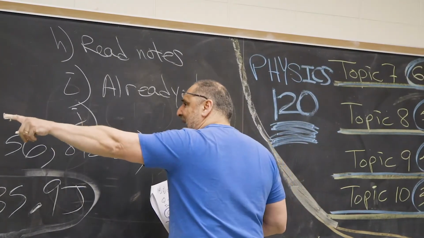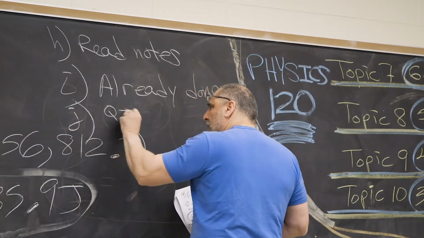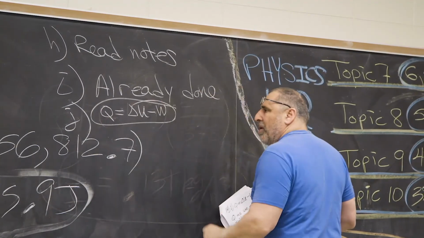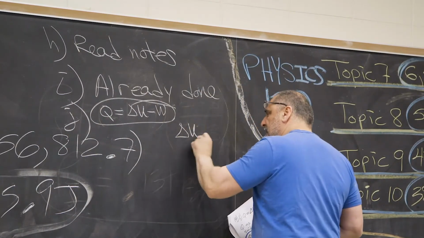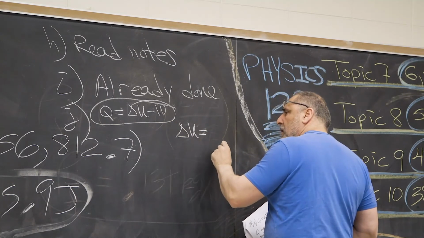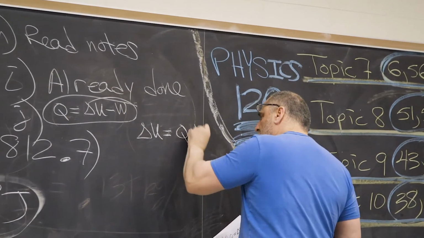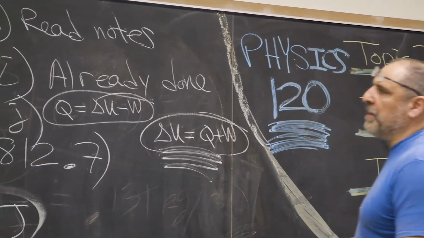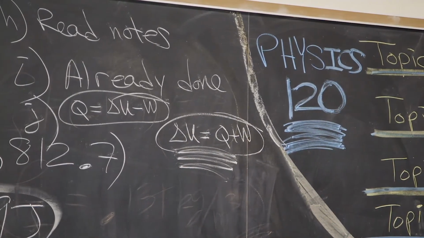You can write it like that, Q equals delta U minus W. Perhaps a little more straightforward is delta U equals Q plus W. Very, very significant problem.